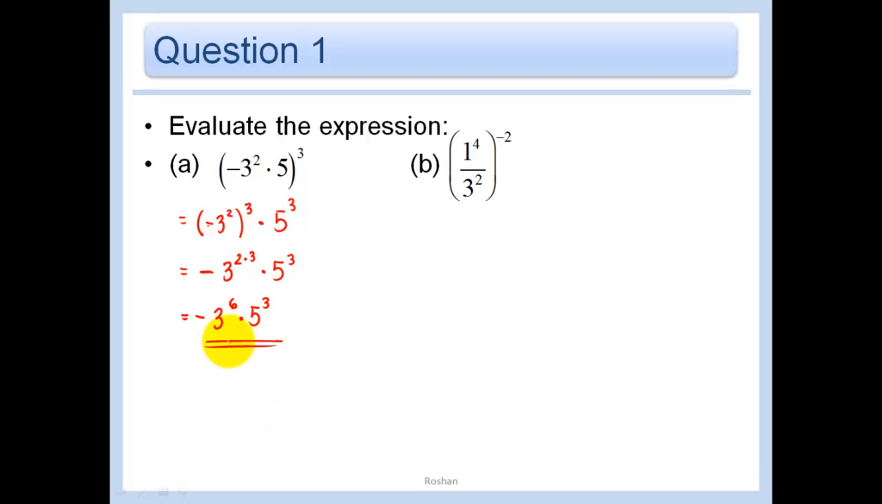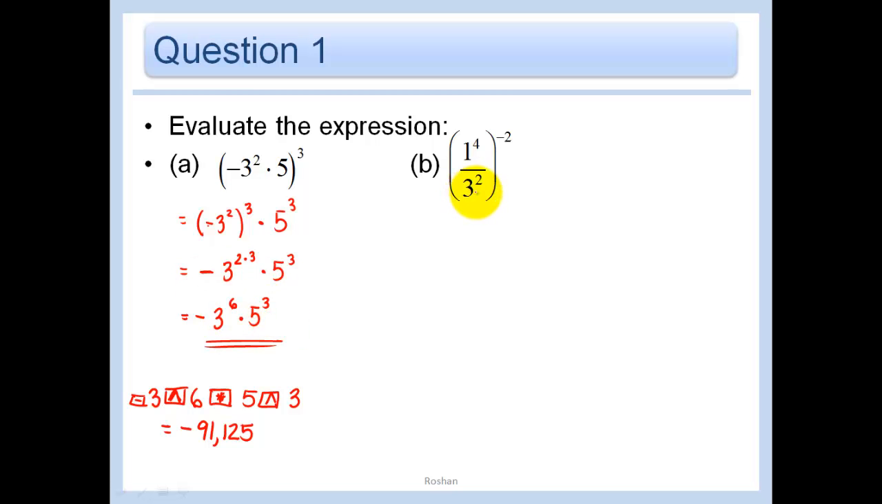If you wanted to evaluate this on your calculator, the way you would do that is you would do 3 and you would use this little button that looks like this. That means the power button. So 3 to the 6th power, and then you would do times, which is that button, times 5 to the 3rd power, and you could have the negative sign out here if you wanted to. If you did that, you should get negative 91125. But again, I'm fine with you leaving your answer like that because we're really just practicing exponents here.